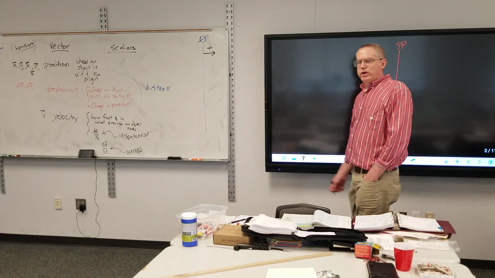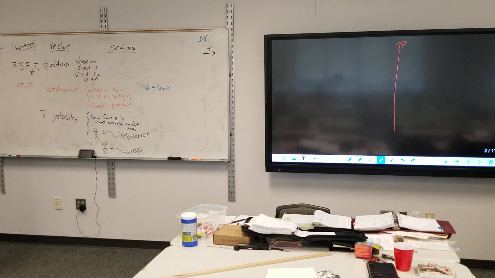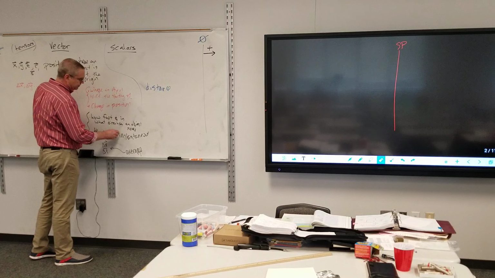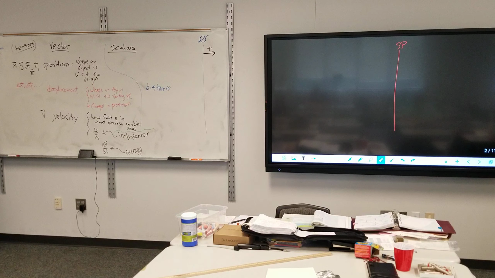Now, if I ask what is the velocity of an object, if I don't put any qualifier in front of it, instantaneous is the default. So this is my default value right here. If I want the average velocity, I need to actually say average.